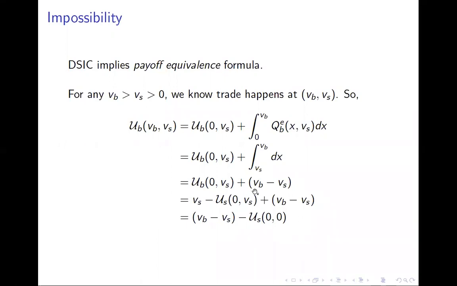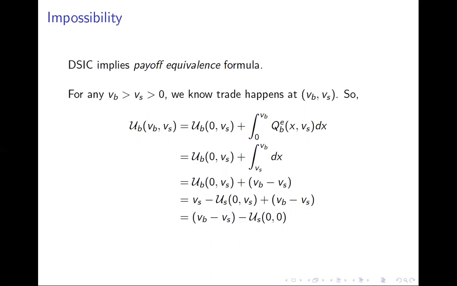So these two terms will be equal to minus U_S(0,0). The way to look at it, if you have a piece of paper, you can just write down that U_S(0, V_S) is equal to that integral formula, and you'll immediately get that this is equal to this because of efficiency. And so this term is replaced by this, and this is here. All we wanted to do here is write the payoff or utility of a buyer at a particular profile as a function of the payoff at the lowest possible profile, which is (0,0). This is a simplification we have done using the payoff equivalence formula.